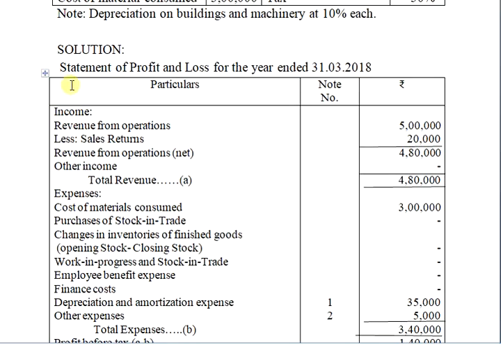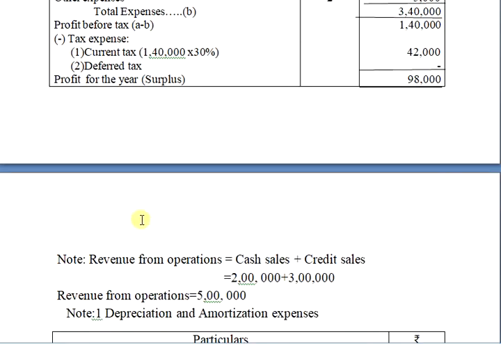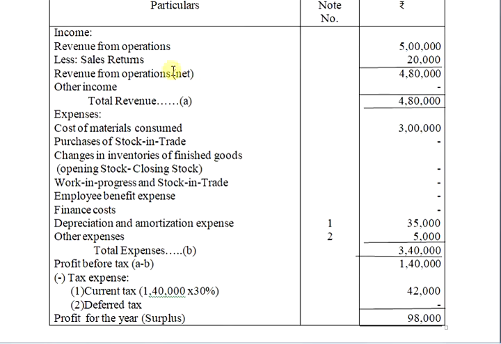In the solution, we can see the statement of profit and loss for the year ended 31st March 2018. Particulars, note number, rupees. Income, revenue from operations 5 lakh. How did we get this 5 lakh? Cash sales, how much is there? 2 lakhs. Credit sales 3 lakhs. You can pause and write this point. Note here: revenue from operations, that is net sales, equals cash sales plus credit sales. Cash sales 2 lakhs, credit sales 3 lakhs, revenue from operations 5 lakhs. Coming to this problem, revenue from operations is 5 lakhs.